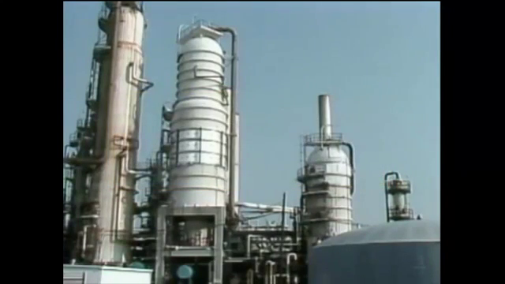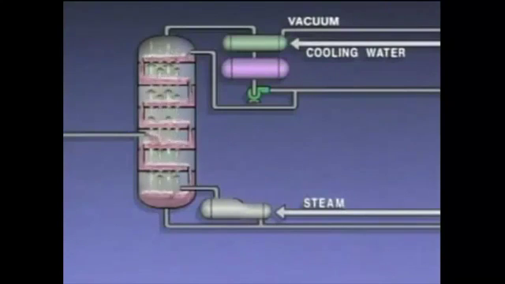Structurally, there are two basic differences between a vacuum tower and a tower that operates at atmospheric pressure. We can use this illustration of a vacuum tower system to see what the differences are. For example, a vacuum tower is usually larger in diameter than an atmospheric tower, and the trays are farther apart. These differences are necessary because a vacuum tower generally produces a larger volume of vapors than an atmospheric tower.